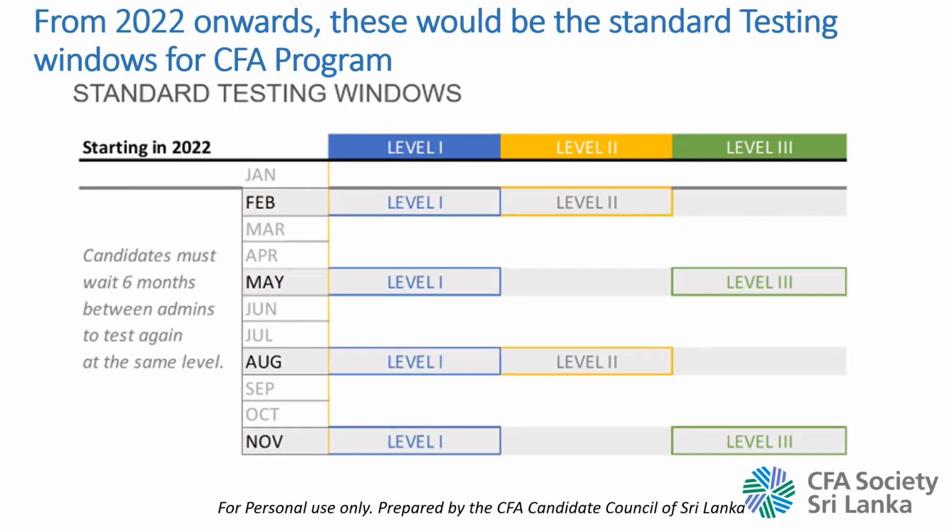Same thing goes if, say, in February you did the level 1 exam and you were not successful, you can't take it in May. You'll have to wait till August. There has to be a 6-month gap between when you can take the exam. So that's an important thing to keep in mind.